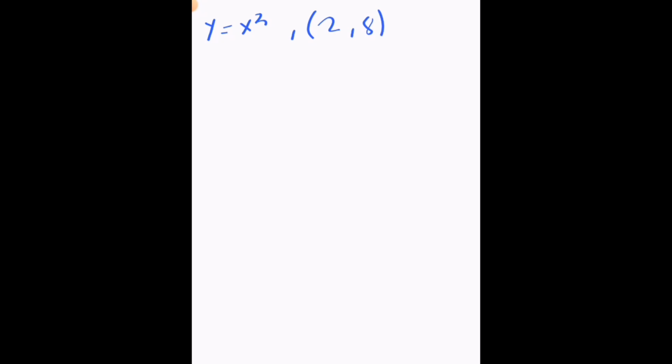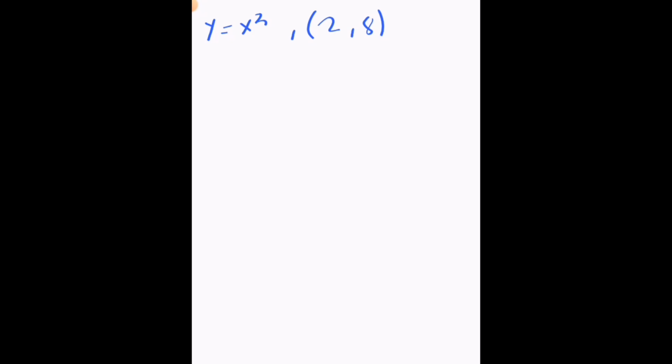Remember that in finding the equation of the normal line, we will first solve for its slope. The slope of the normal line, or the perpendicular line, is the negative reciprocal of the slope of the tangent line. So before finding the equation of the normal line, we must first know how to get the slope of the tangent line. In finding the slope of the tangent line, we will first derive the equation of the curve.